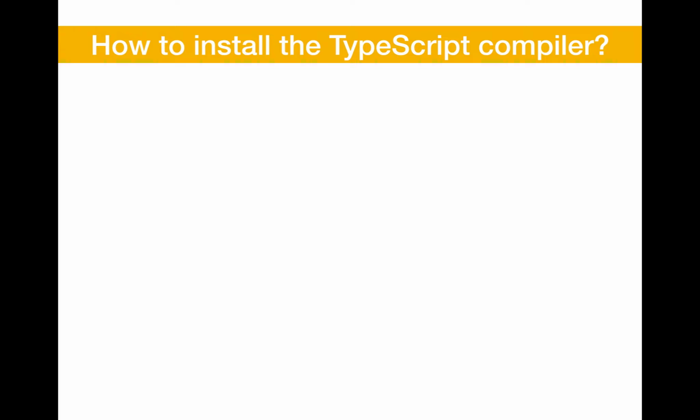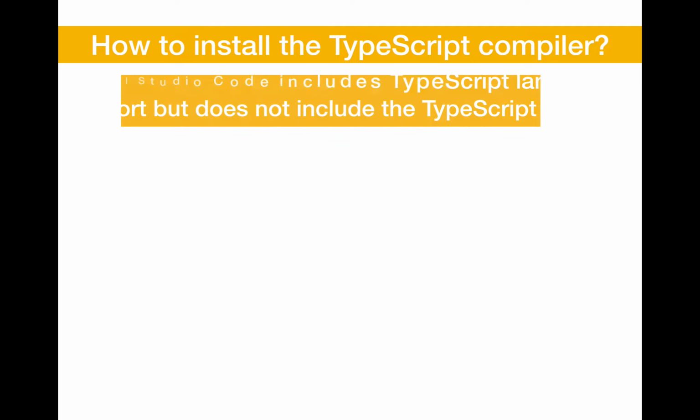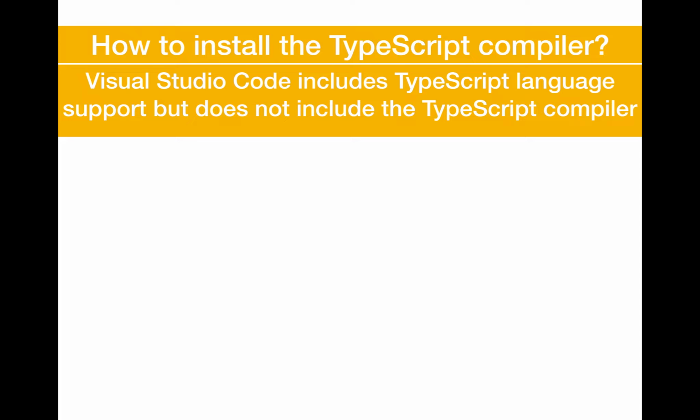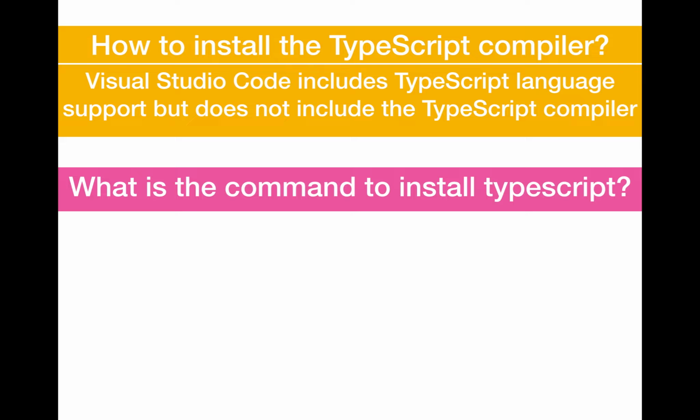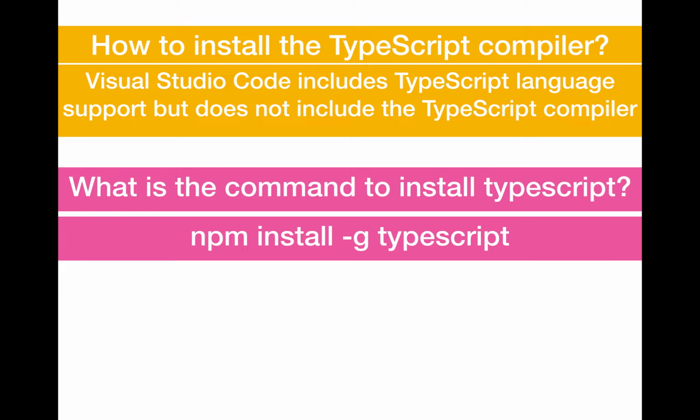How to install the TypeScript compiler? Visual Studio Code includes TypeScript language support but does not include the TypeScript compiler. What is the command to install TypeScript? npm install -g typescript. G means globally installing TypeScript.